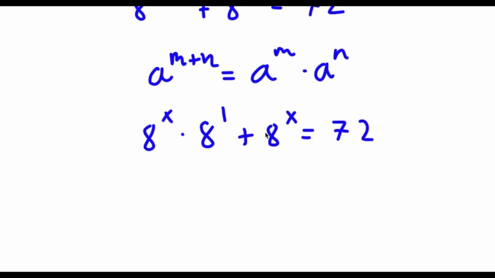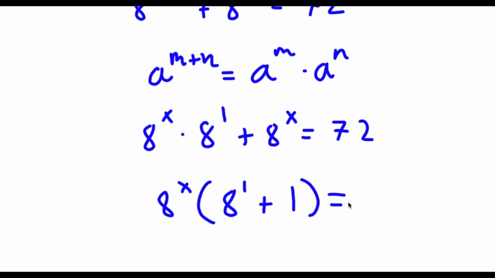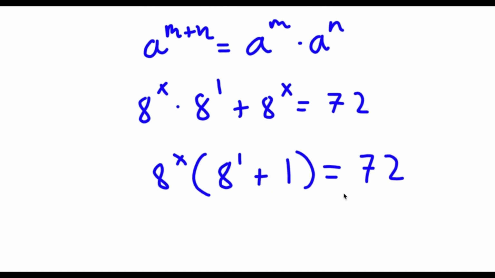Now from here, because both of these terms have 8 to the power of x, I'm going to factor out 8 to the power of x. So now I have 8 to the power of x times 8 to the power of 1, plus 1. Now this is equal to 72.